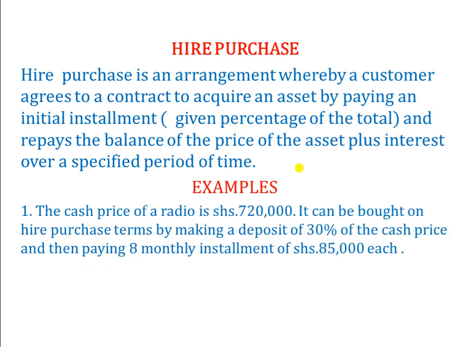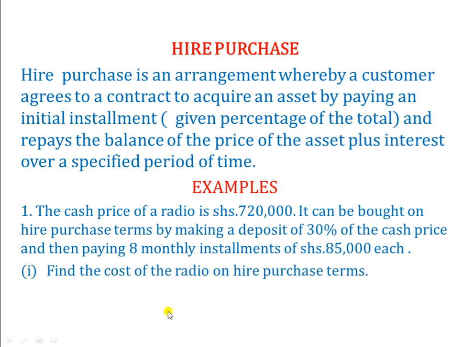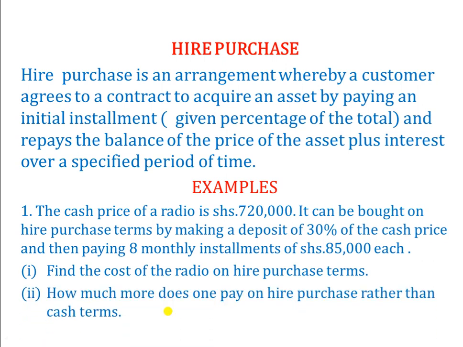Question one says the cash price of a radio is 720,000 shillings. It can be bought on hire purchase terms by making a deposit of 30% of the cash price and then paying 8 monthly installments of 85,000 shillings each. Roman 1 says, find the cost of the radio on hire purchase terms. Roman 2 says, how much more does one pay on hire purchase rather than cash terms? This is a comprehensive and very good question, so we can look at the solution.